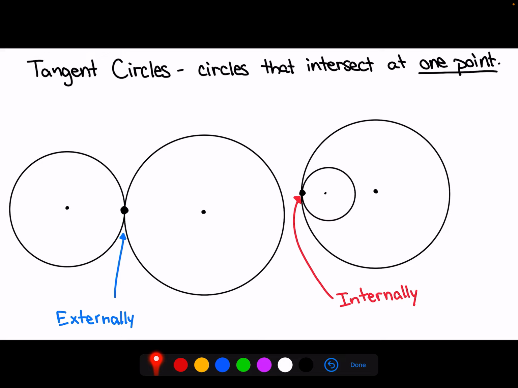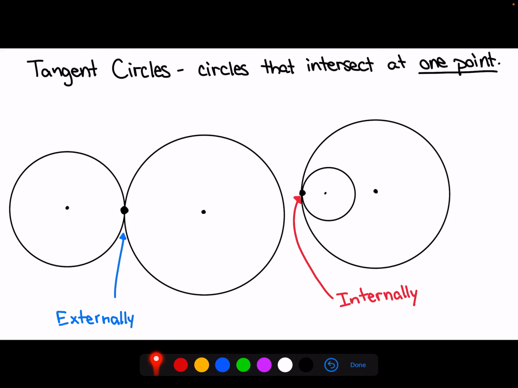Then we also have internally, so two tangent circles that are internally touching each other. I can see this occurring because I have a small circle within a large circle. And as we can see, they only touch at one point, making them tangent to each other once again.